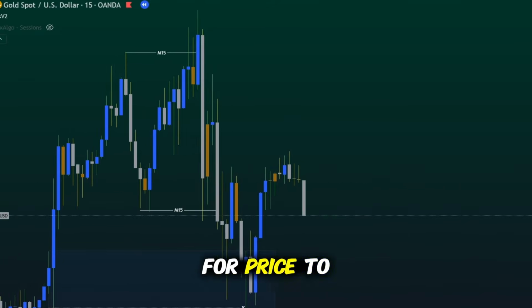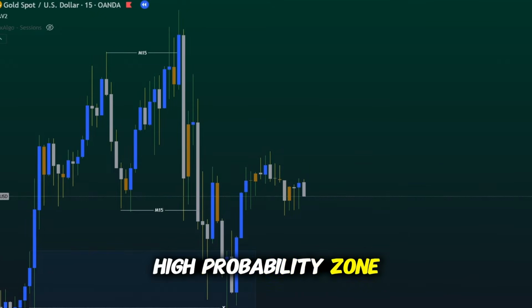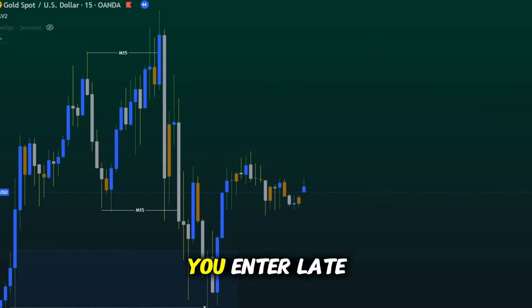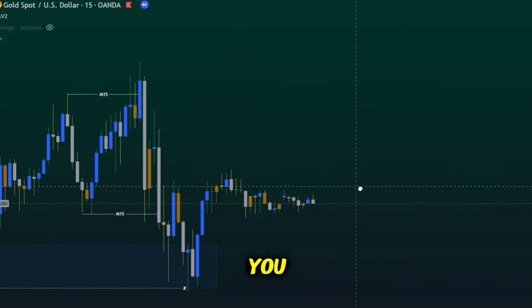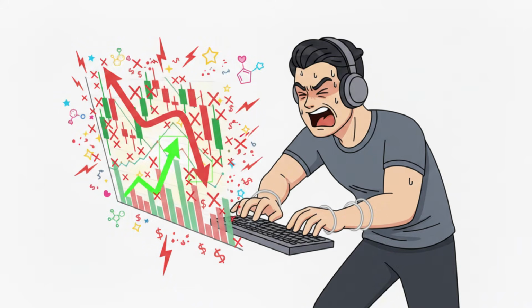So instead of waiting for price to come to a high probability zone, you chase candles, you enter late, you move your stop loss, you hope the market will save you. That's not trading, that's gambling.